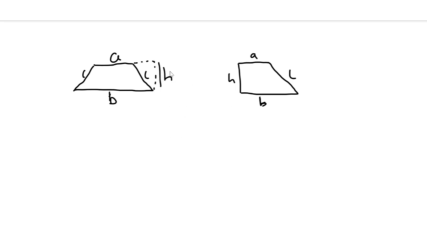And just like with all perimeter, we just add up all the sides, so that gives us the perimeter. So for this shape, it will be A plus B plus 2L. Here it would be A plus B plus L plus H. Okay, nice and simple. The area of one of these shapes, well, let's draw a new one.